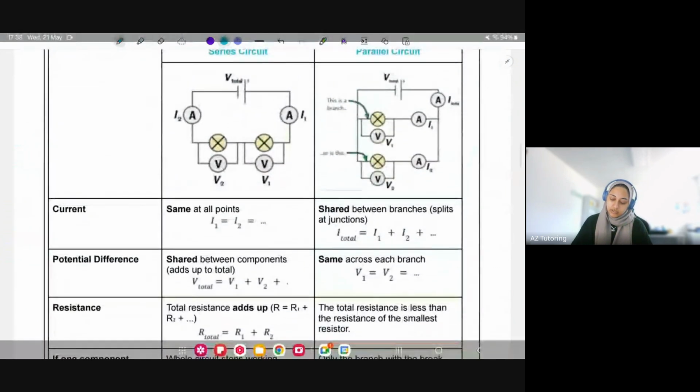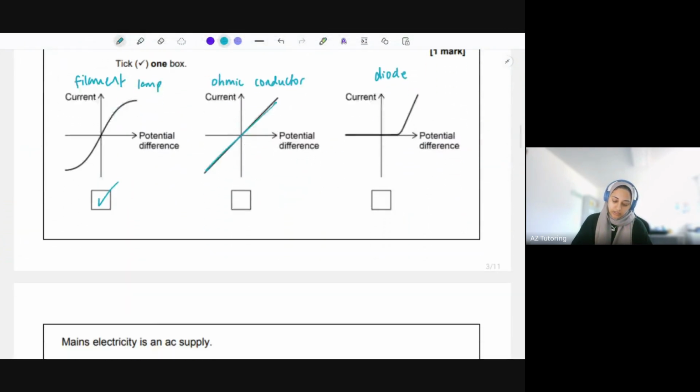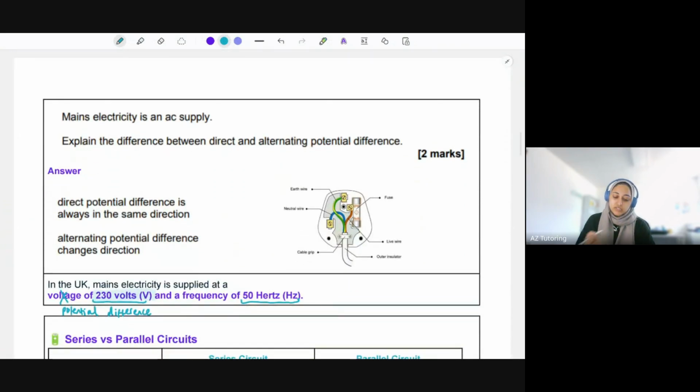It's not constantly changing. So just looking up here, the question said, mains electricity is an AC supply. They might not tell you that, but you're expected to know that. Explain the difference between direct and alternating potential difference. So this is the answer taken from the mark scheme. Direct potential difference is always in the same direction. Like we just said, it's just going straight. And alternating potential difference changes direction, so it just goes up and down. If you want to draw the graph with it, you can. You won't lose marks for that, but do explain it as well.